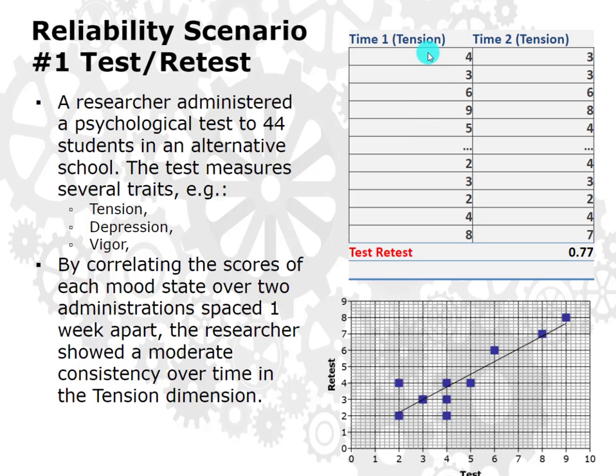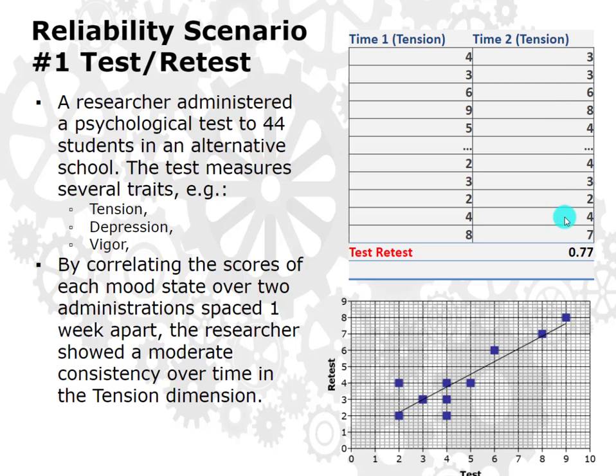So here is a situation where a researcher administered a psychological test to 44 students, and they decided to measure several types of traits like tension, depression, vigor, etc. The first time they gave this was time 1, and they had a variety of scores. It says they have 44 students, but where it says the dots, I guess those were the missing students, right? And then some time went by, and they looked to see what their scores were the second time.